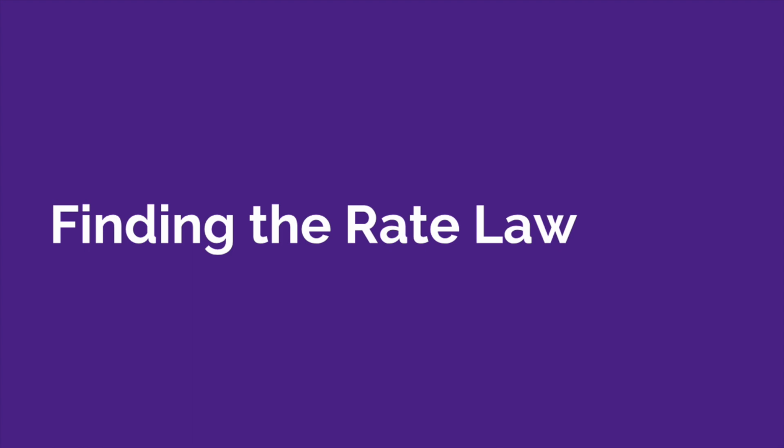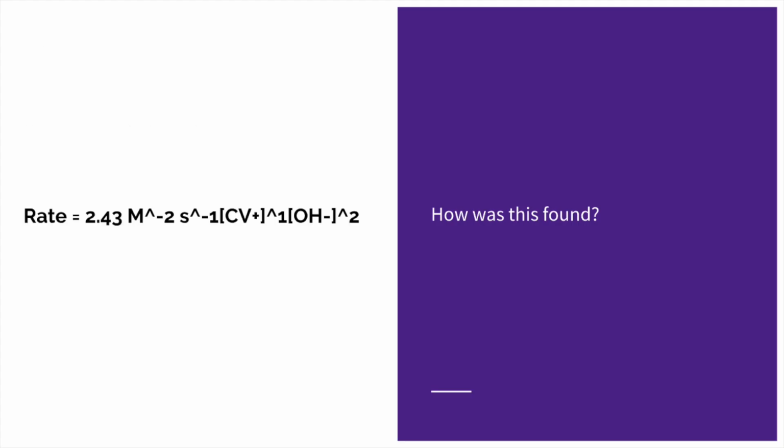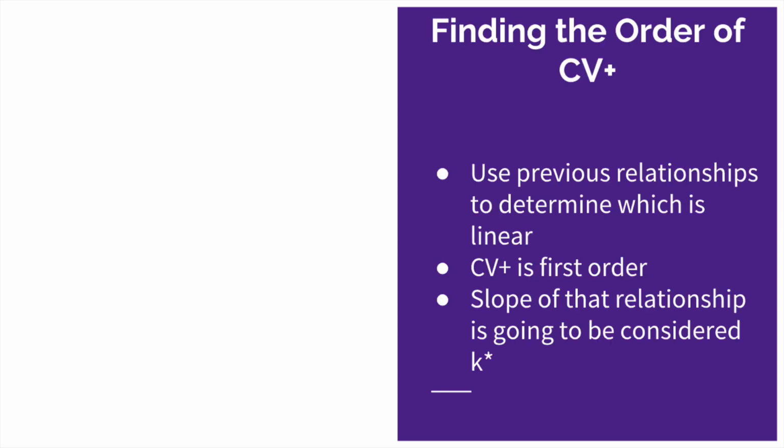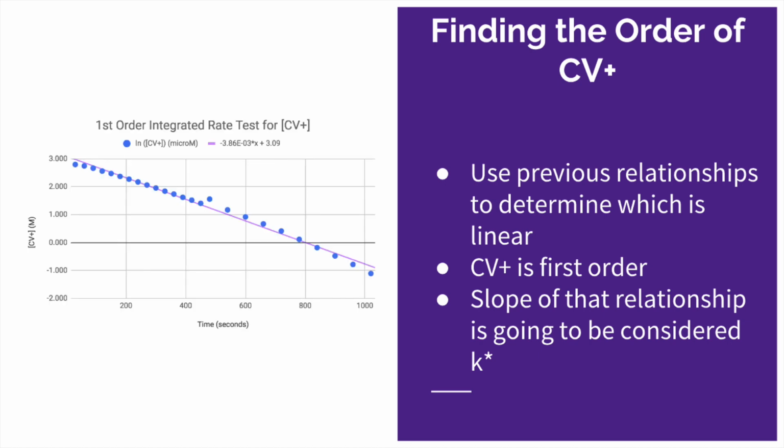Now, we must use this data to find the rate law for the reaction. Here is the rate law for the reaction. The question is, how was this found? First, we must find the order of the crystal violet solution. This can be determined by looking at the graphs and determining which one is linear. As stated before, the first order integrated rate law, or the natural log of the concentration, was the linear graph. This shows us that crystal violet is first order.